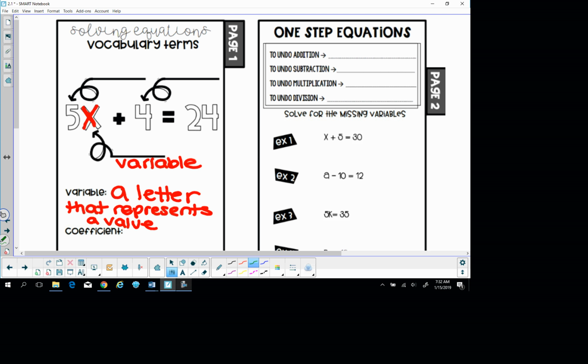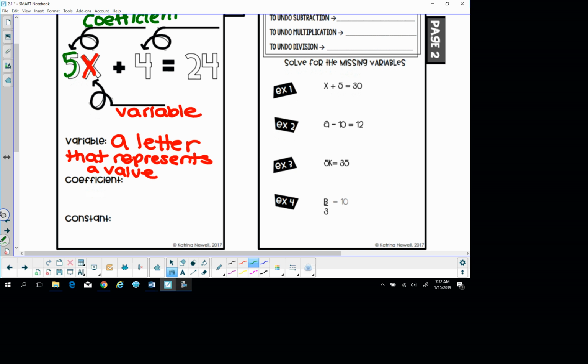Coefficient. Which one is my coefficient out of 5 and 4? 5, right? So a coefficient is the number attached to a letter. And technically it's a number attached or multiplied.